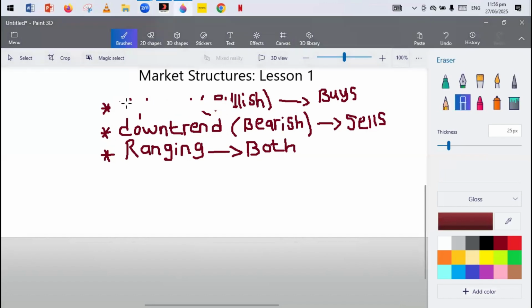Let me quickly erase, and then we can begin.